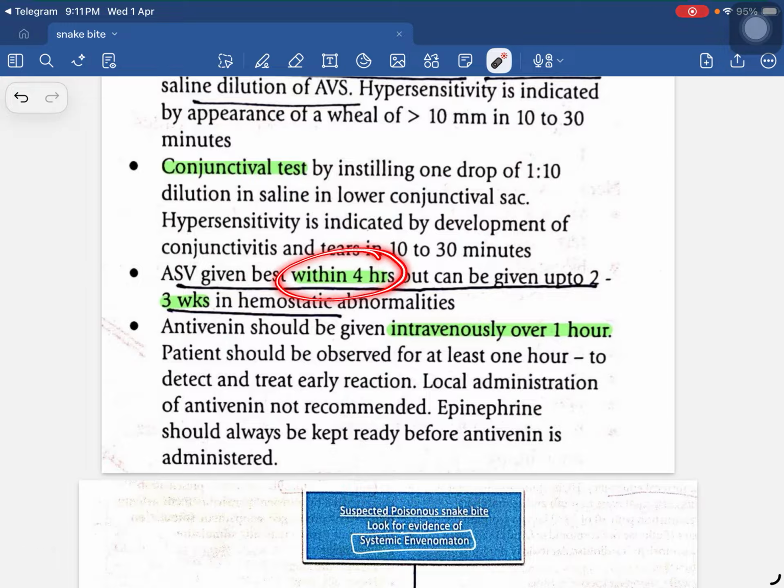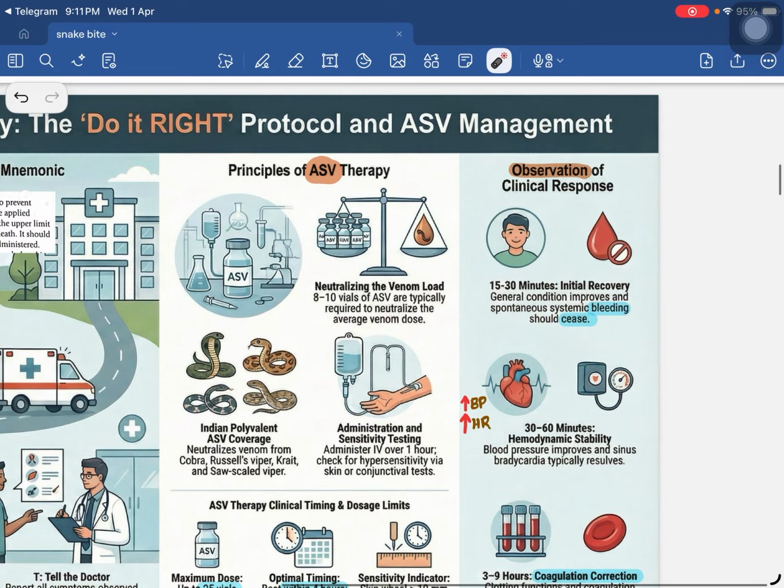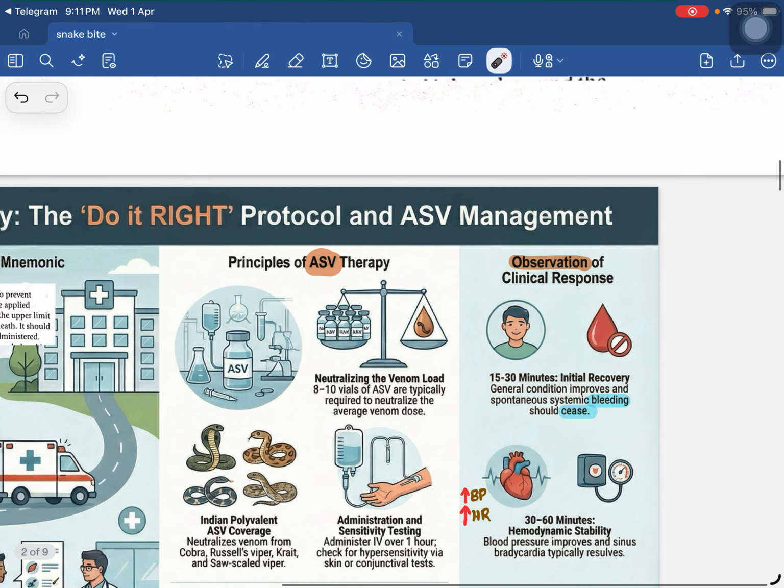ASV can be given within 4 hours, and up to 3 weeks if there are hemostatic abnormalities. Antivenin should be given over 1 hour. So this is graphically presented here. Maximum dose 25 vials within 4 hours, and it can be given for 2 to 3 weeks if hemostatic issues are there.